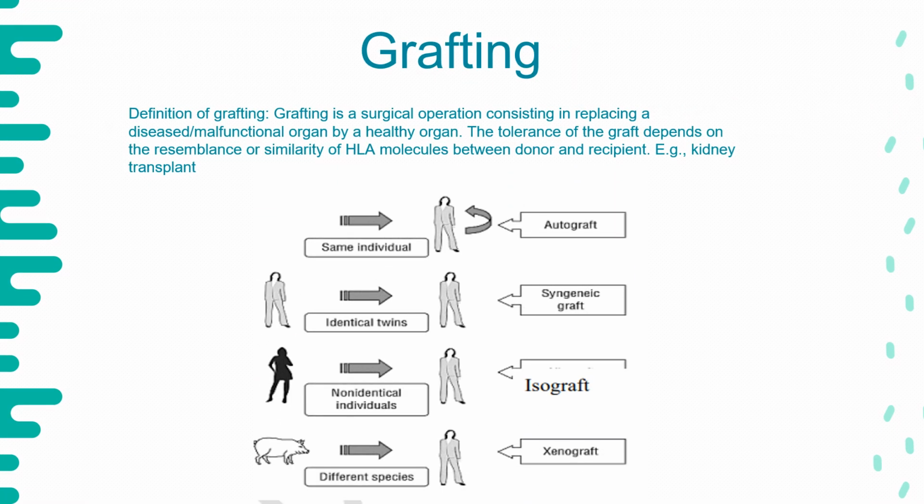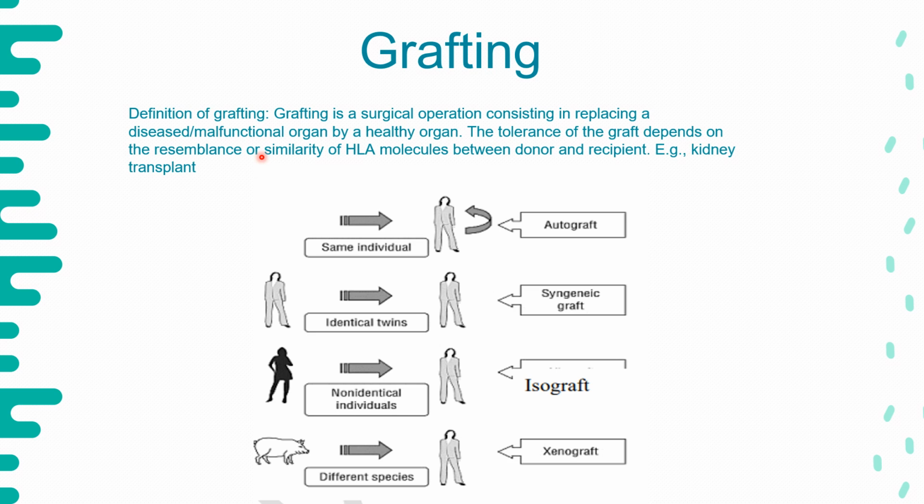Now, we'll move to the last idea in this video. It's grafting. As a definition, grafting is a surgical operation consisting in replacing a diseased or malfunctional organ by a healthy organ. So, a graft is when a piece of tissue like skin or an organ is taken from one place and is put onto or into another.